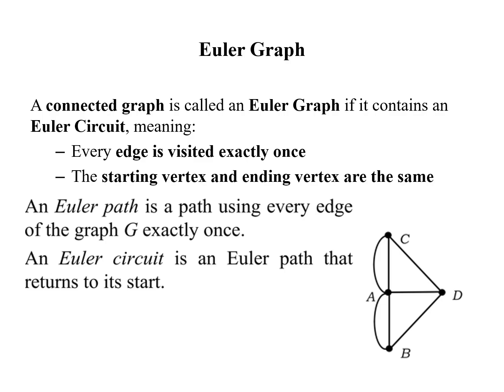Consider this example. This is an example of the seven-bridge problem. The vertices are indicated by the land areas. The edges are indicated by the bridges.